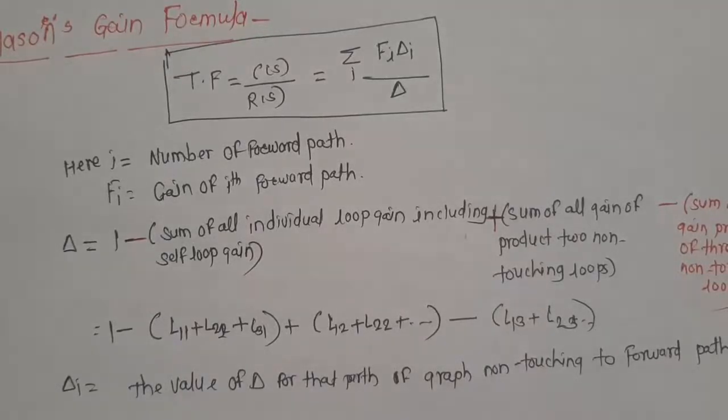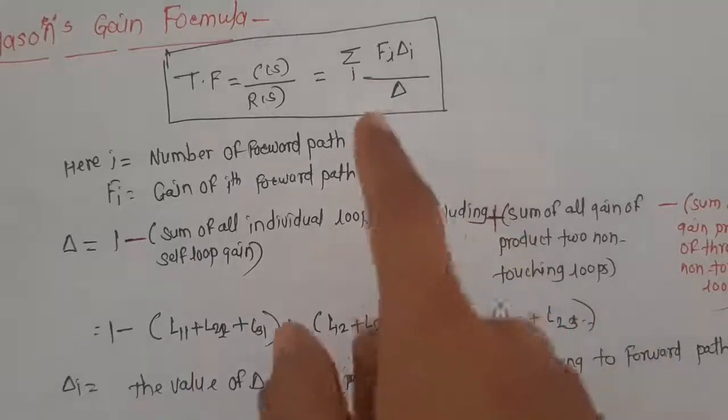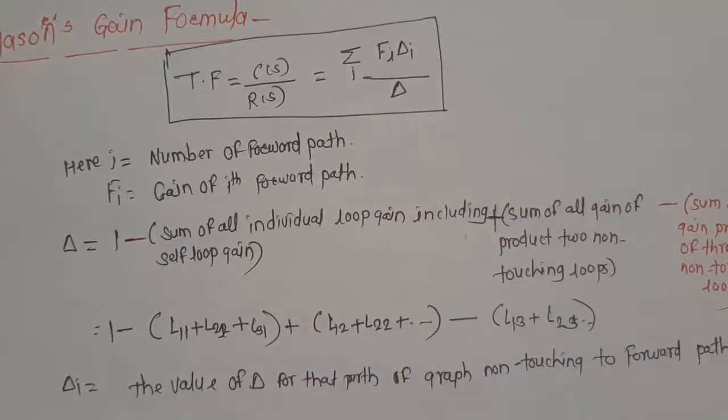So in the previous lecture we have studied Mason's gain formula. Today we will start the problems on that formula. Before that, we will revise Mason's gain formula. So what is Mason's gain formula? The transfer function is equal to the summation of Fi Del i upon Del.